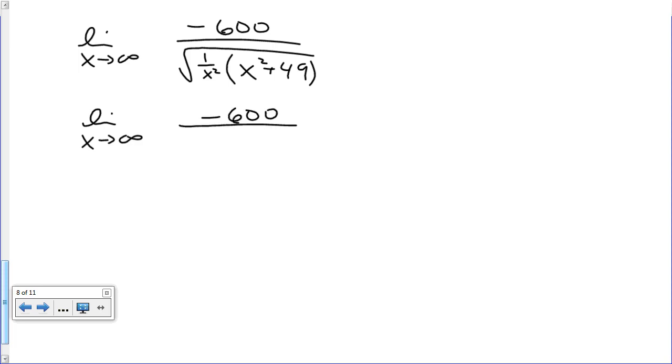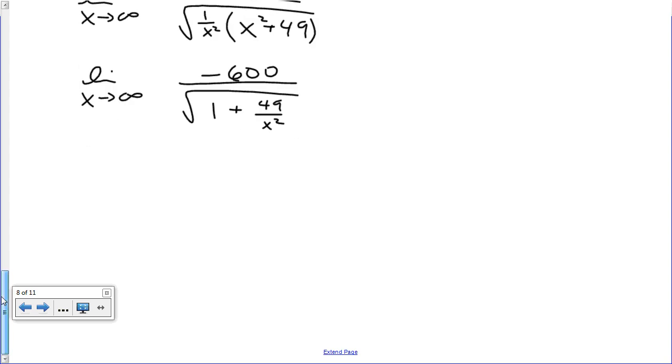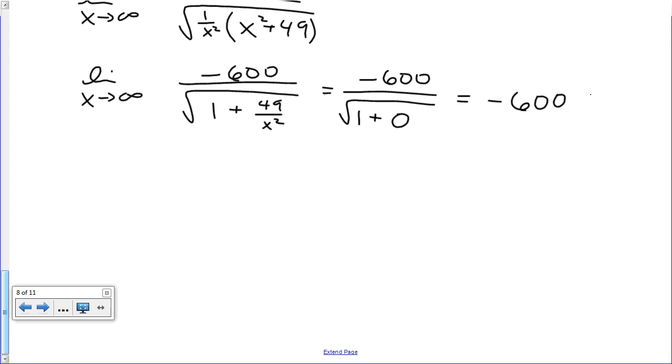So we get negative 600 over the square root of x squared over x squared, which is just 1. And when I distribute the 1 over x squared times the 49, I get 49 over x squared. And again, that's pretty nice. When I let x go to infinity there, 49 over a really huge number is heading towards 0. So if I evaluate this limit, in the numerator, I get just a negative 600. In the denominator, I have the square root of 1 plus 49 over a really big number, which is going to 0. The square root of 1 is 1, so we have a negative 600. This would be miles per hour.